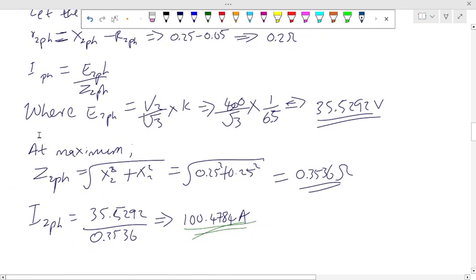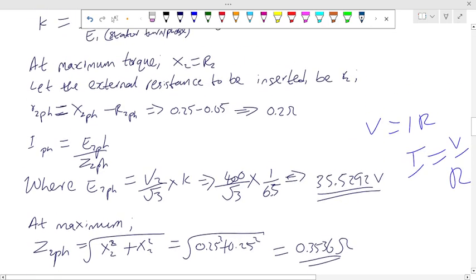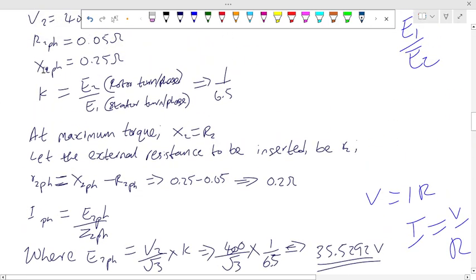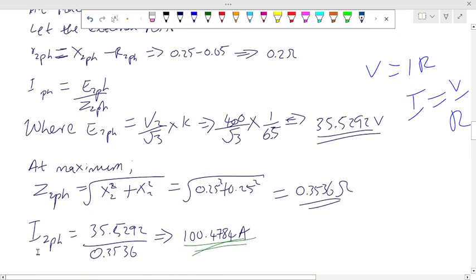So then at maximum, Z2 is this. All we just did here was for current. Of course from Ohm's law, V equals IR, therefore making I the subject of the formula, you have V over R. But based on the fact that we have both resistance and reactance in this question, we have to take the reactance into consideration, meaning we use impedance, because impedance contains both resistance and reactance. Impedance is written like this.